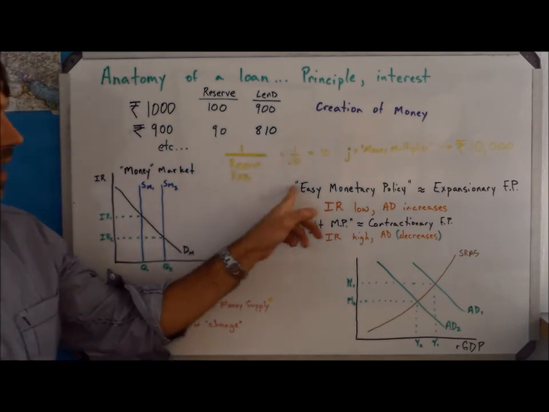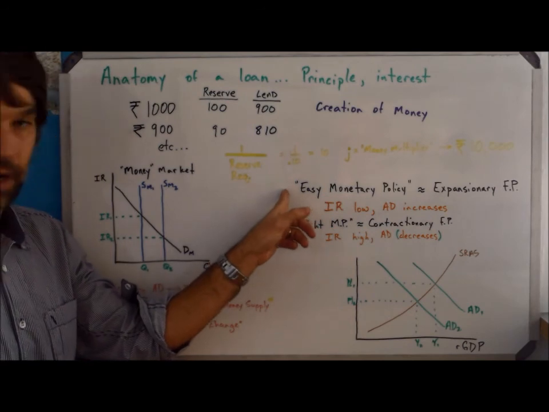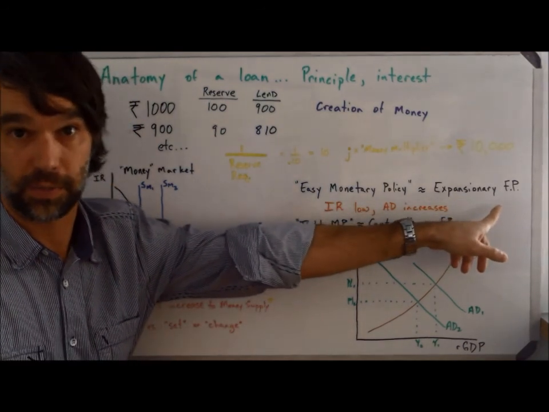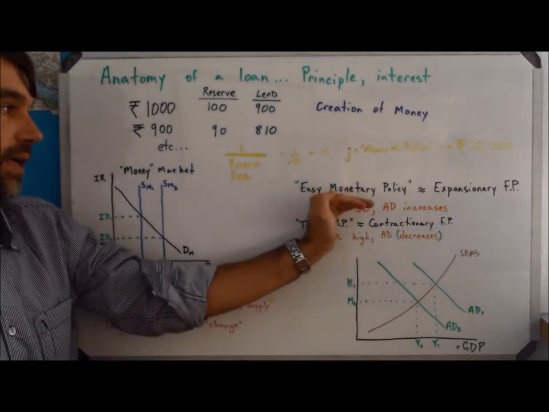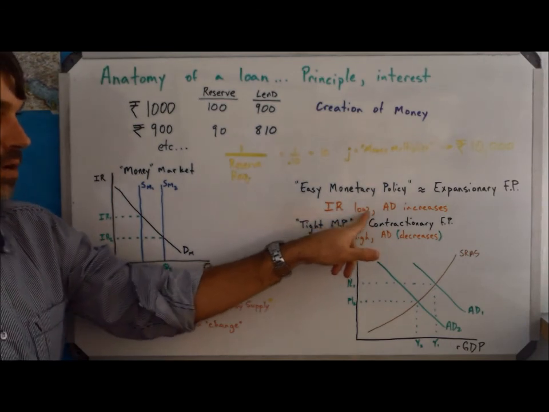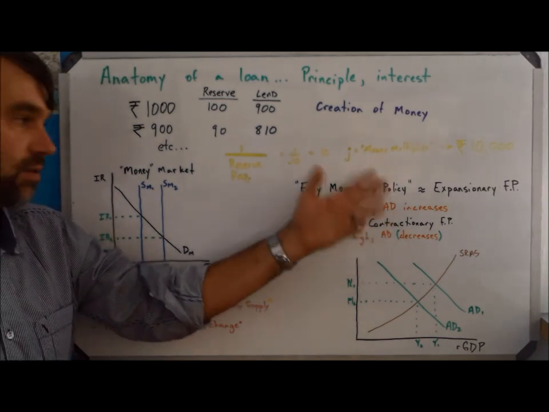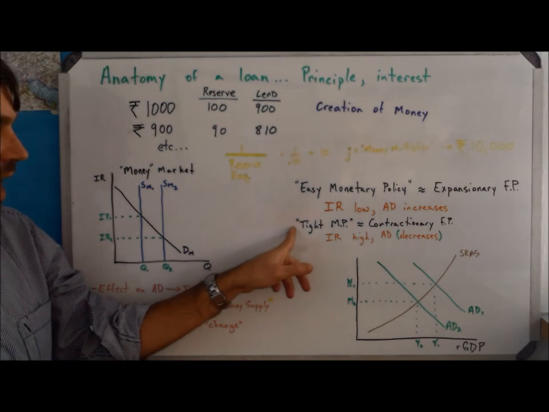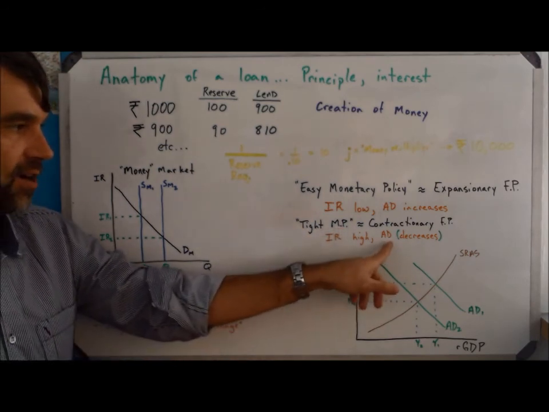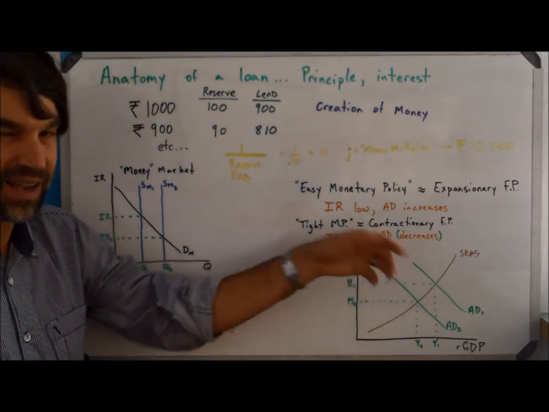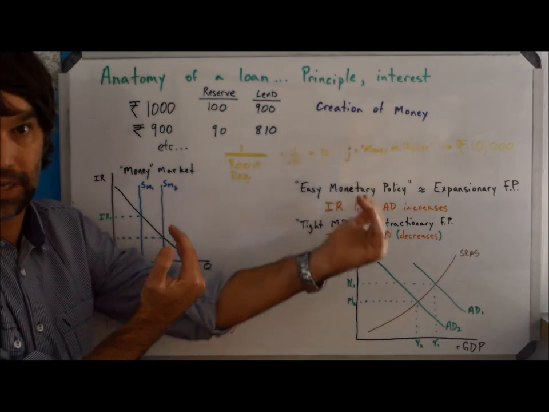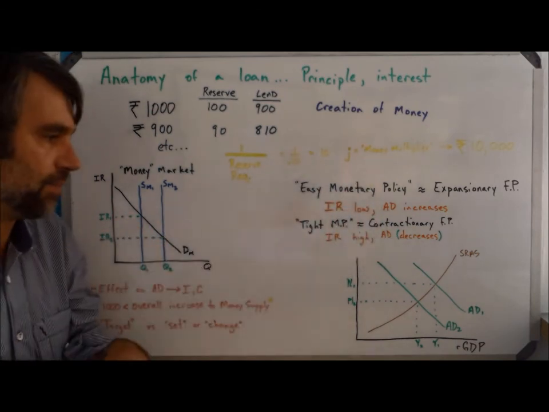Last two terms, when we talk about easy monetary policy, it's basically the exact same as expansionary fiscal policy. So this would happen during a contraction. Interest rates are going to be low, therefore aggregate demand is going to increase. We'll get the effects we want. The opposite of that is tight monetary policy, where interest rates will be high and aggregate demand is going to decrease. Remember, it's probably not going to decrease, it's probably just not going to, we're going to limit how much it increases. We're going to slow it down a little bit.